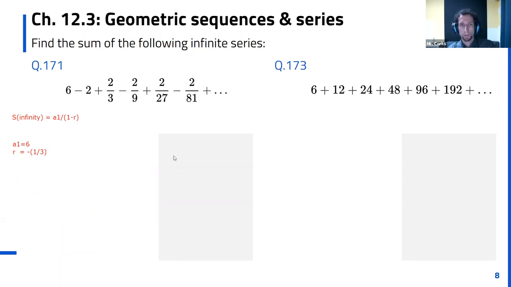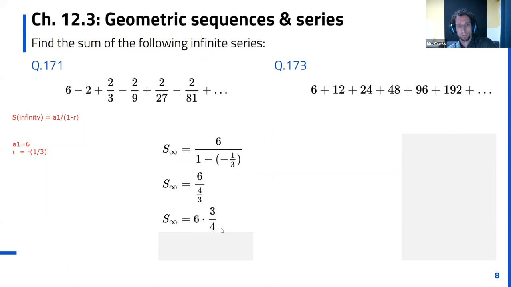But if we take our two parts, put them into our formula, so 6 over 1 minus negative 1 over 3. So on the bottom, we will get 1 plus 1 over 3, 4 over 3, and invert your fraction and multiply 6 times 3 over 4. So that's 18 over 4, 9 over 2, 4.5, which is what everyone gave me in the chat. Okay, so let's do this for the other one.